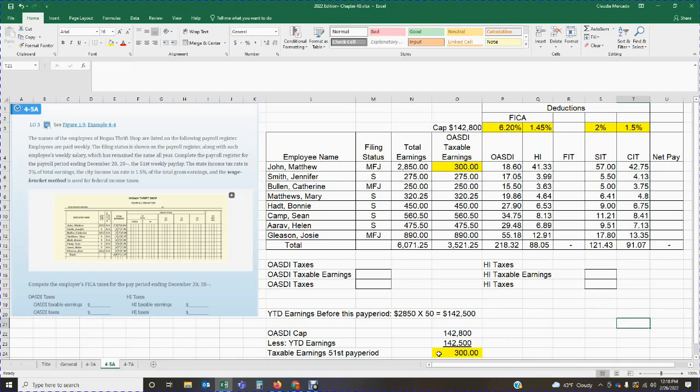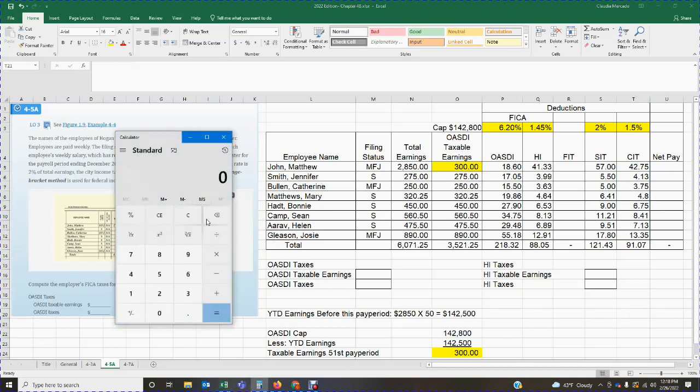And we're going to double check those numbers. We're going to do it for one employee, for Josie. Josie gets $890 a week. I'm going to multiply it by the rate of 1.5%, and that gives me $13.35, which is what I have here. So I'm just checking my numbers. That way you can see what it is that you're doing. You're basically multiplying your total earnings times the rate.